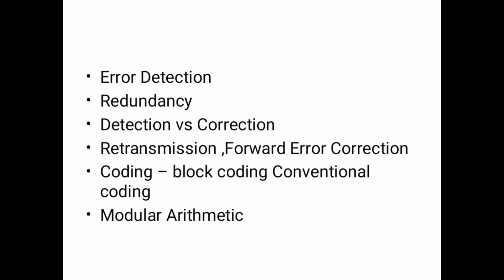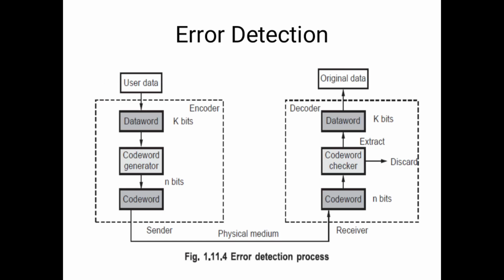Following are the constraints: error detection, redundancy, reduction versus correction, retransmission, forward error correction, coding, and modular arithmetic. These are the concepts to be handled in order to avoid error and support error-free transmission.